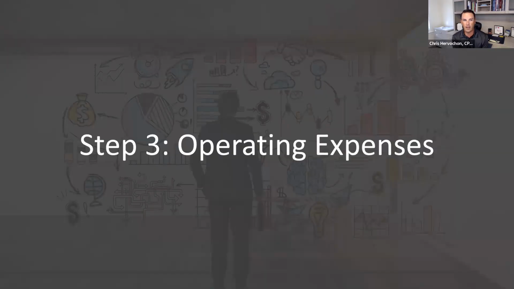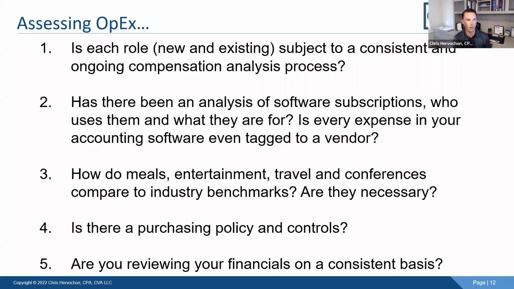Step number 3 is operating expenses. These are the expenses that are going to be fixed for the most part. They're not going to be totally variable with doing the work. I mentioned contractors as a great example a couple of minutes ago. So when we're assessing OpEx, number 1 is each role.